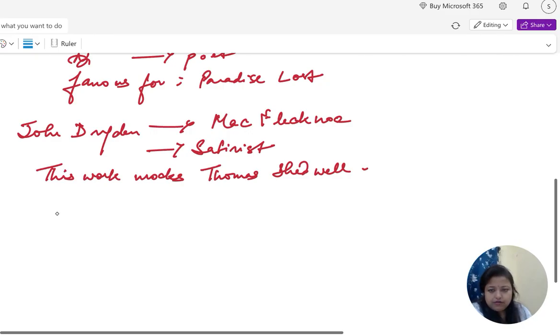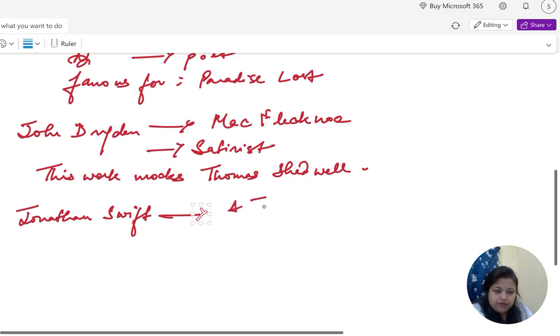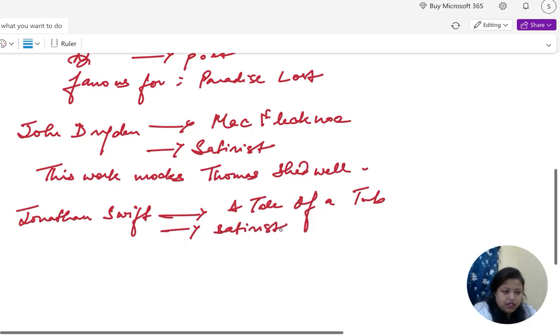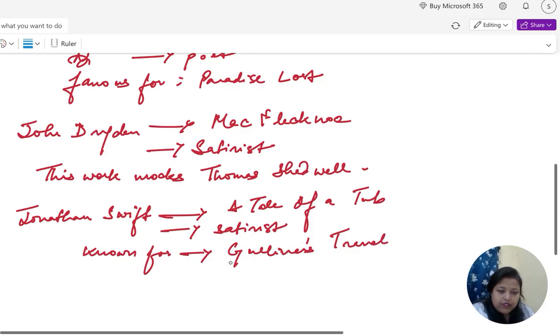Next is Jonathan Swift, and it's A Tale of a Tub. Again, he was also a satirist. You know what satirist means? I guess someone who uses mockery in a very witty way, sarcasm, to make you understand something. So it's a satirical way of saying. He is known for Gulliver's Travels, very famous, right? And A Tale of a Tub, that is there.